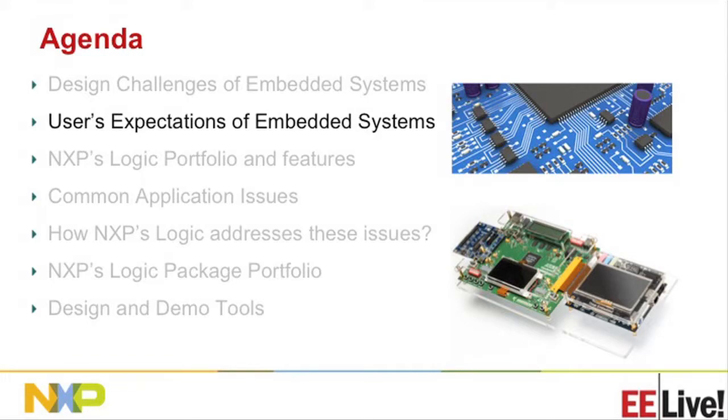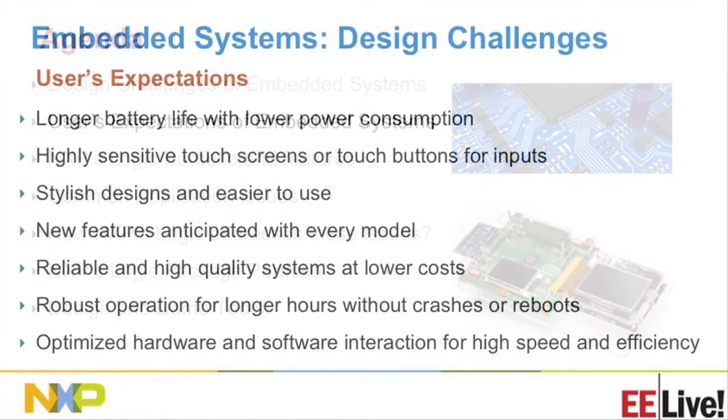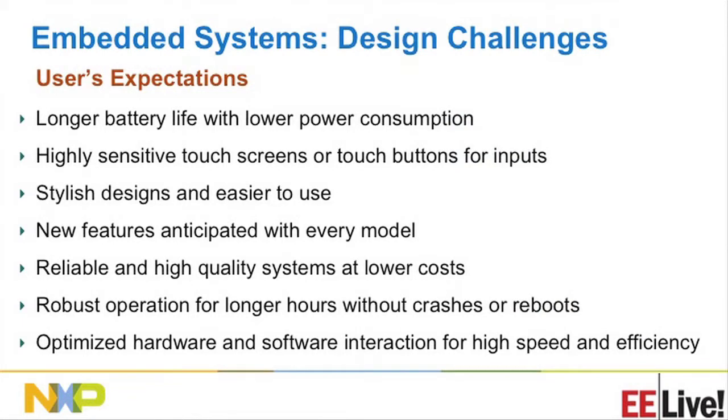What does a user expect out of all this? The user's expectation from today's embedded systems is, for sure, a longer battery life. He needs some cool features like touch screens. He needs stylish designs, thinner, smaller systems. He wants new features in every release. Reliability is expected out of that, robust, high-quality operation, and all that.